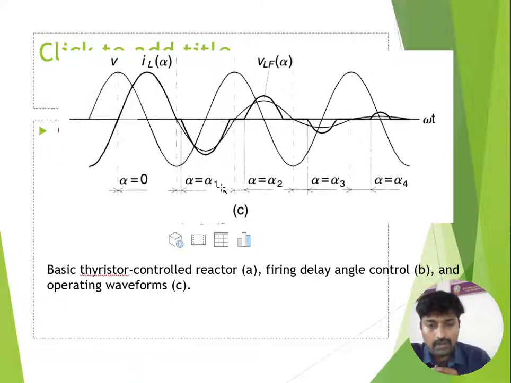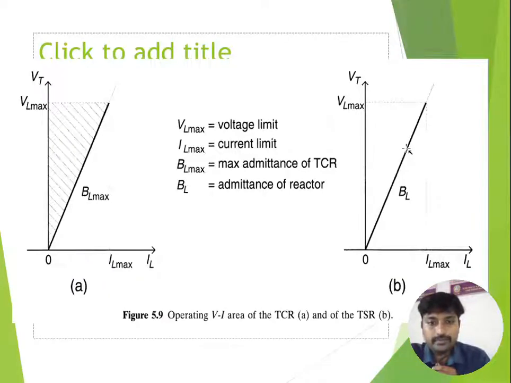If alpha 1 is more than 0, the magnitude reduces. Alpha 2 is more than alpha 1, so again the magnitude reduces. Like that, if the alpha value is increased, the magnitude of current will decrease. From this diagram, we can clearly understand the basic operation of the thyristor switched reactor and thyristor controlled reactor. These are the VI characteristics of TCR and TSR.